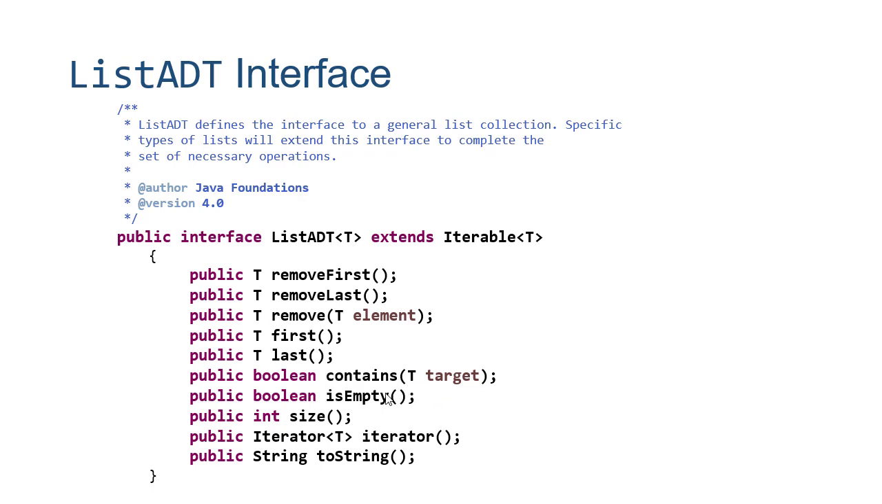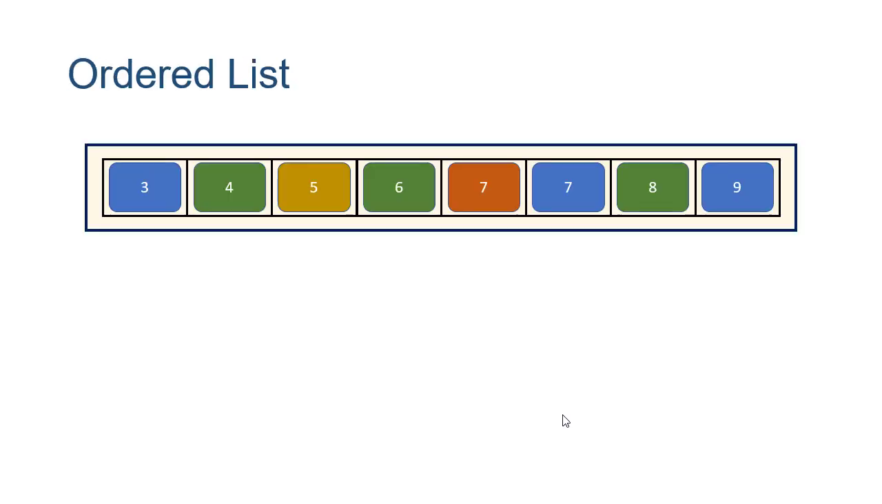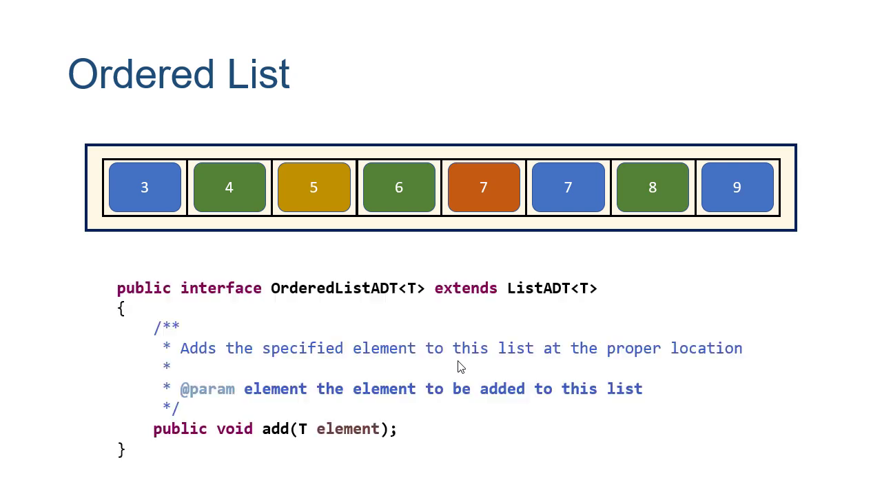And then we have methods to check if it's empty, the size of that, and then we can also get an iterator that will allow us to iterate over the elements of the list. Now, an ordered list actually keeps the elements of the list in order, so it adds another method, add, and when we add to an ordered list, that element that we add goes in its proper place.